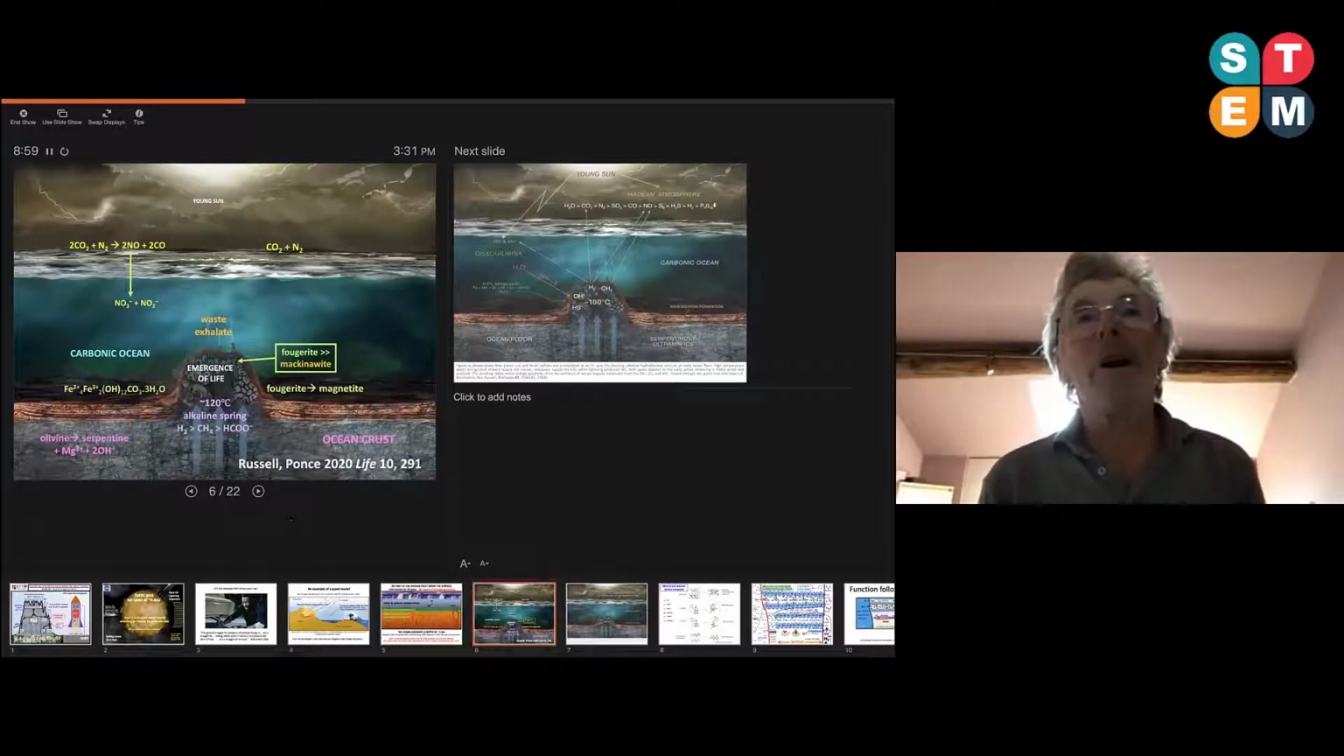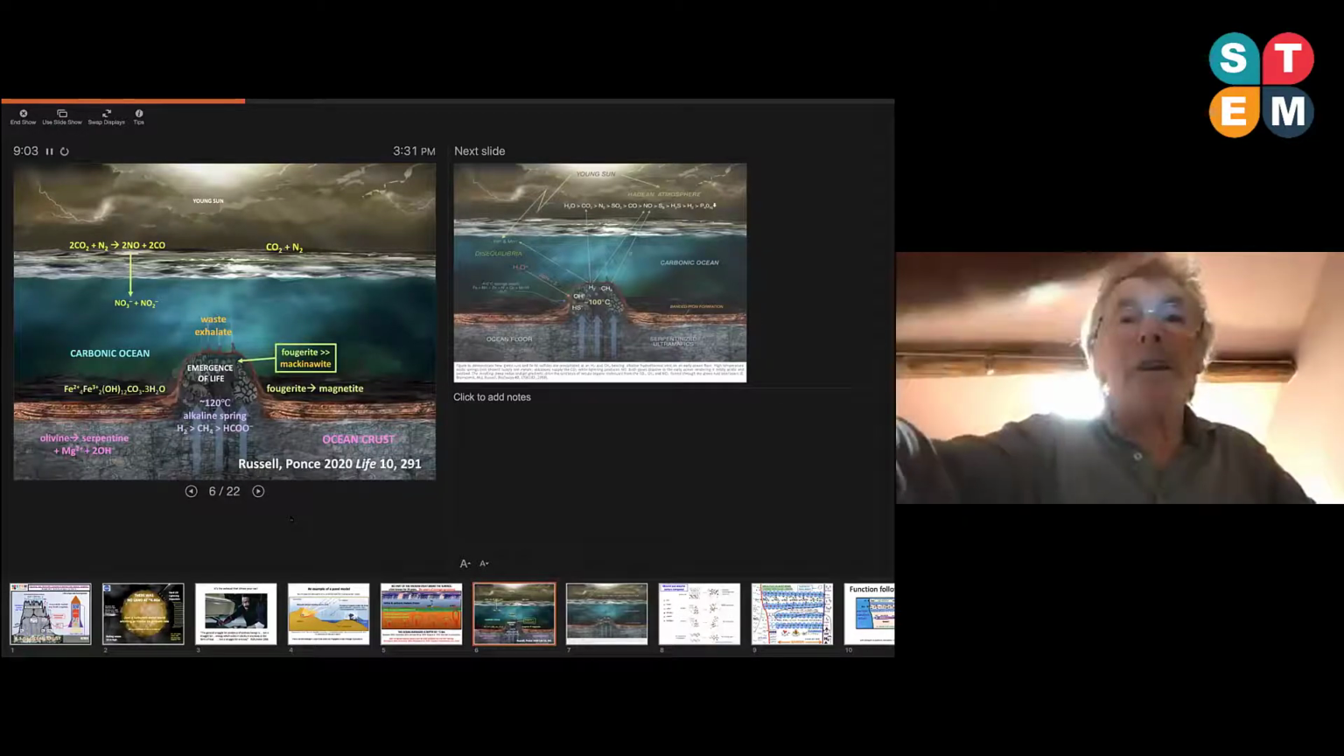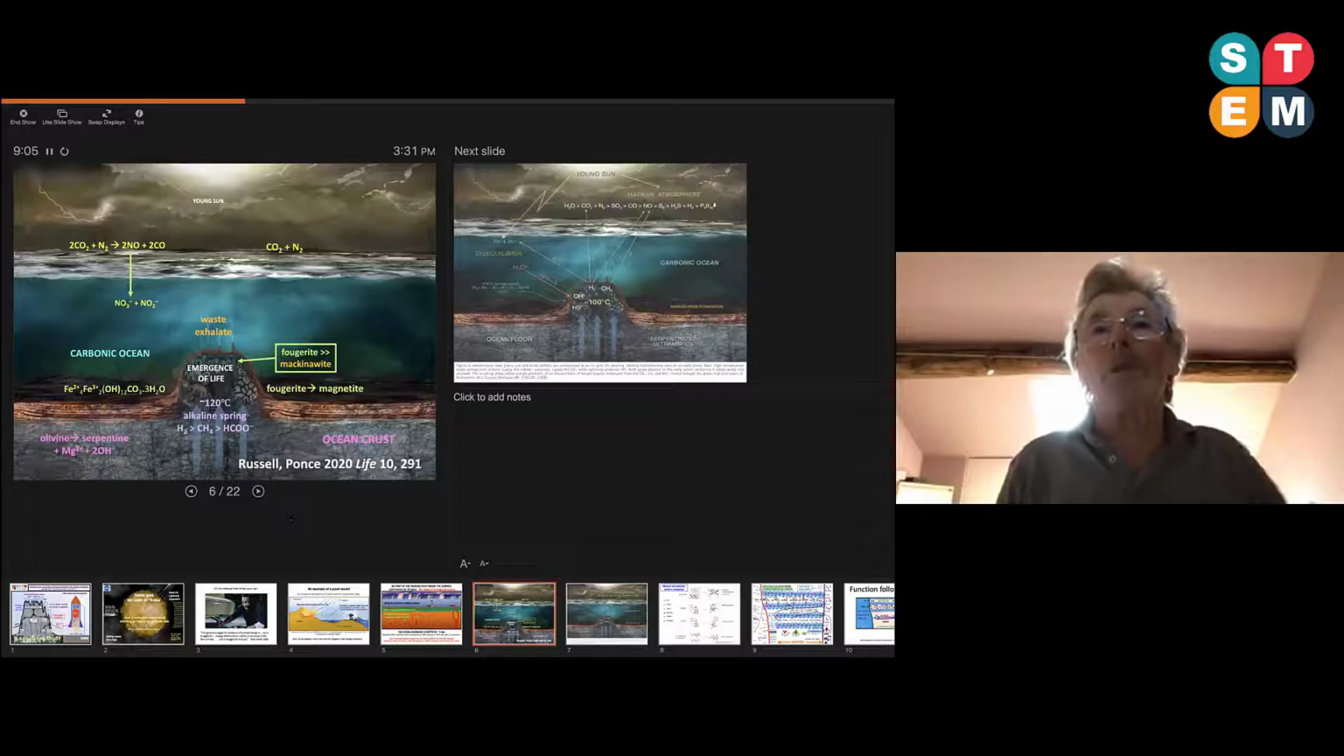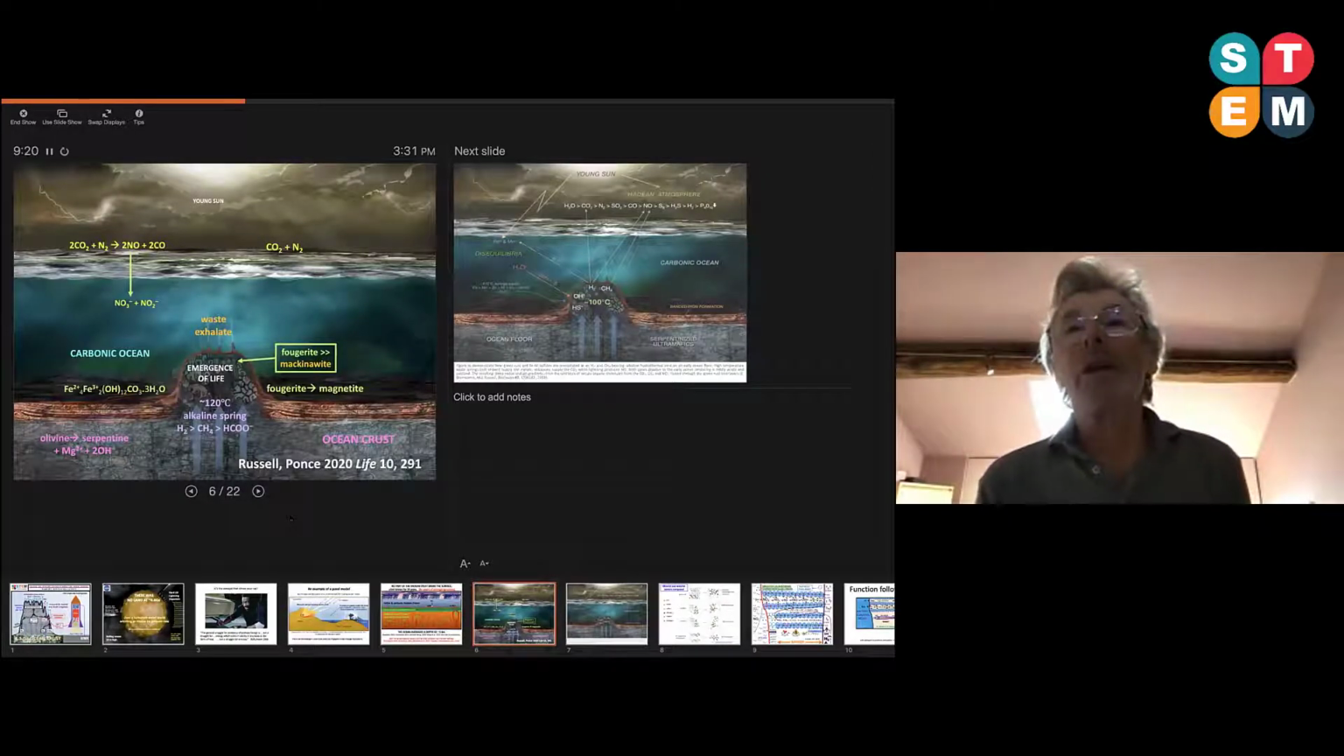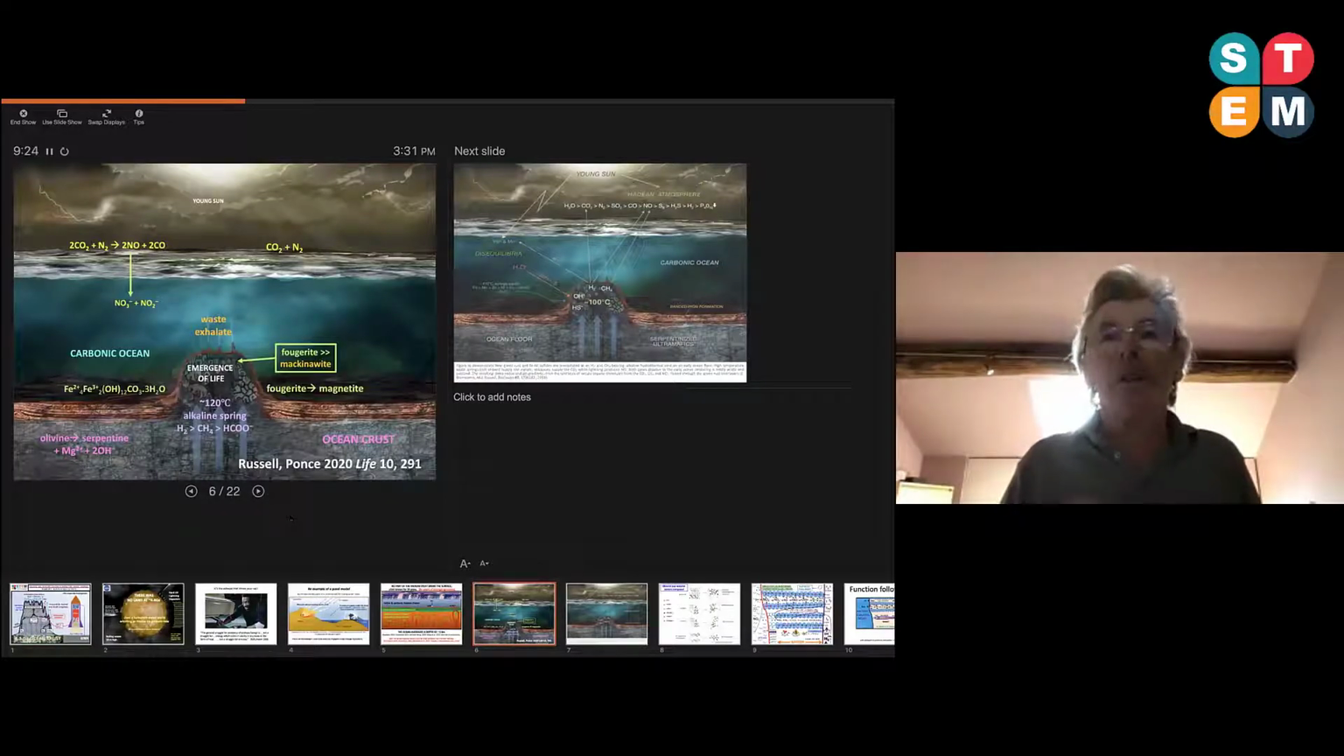And what happened was, as the alkaline water comes up towards the ocean, you get a precipitation of minerals, mostly iron minerals, with some nickel and molybdenum and so forth. They're called fougerite, which are iron oxyhydroxides, and also a little bit of mackinawite, which is iron sulfide. So you've got the two together, and I'm going to go to the next slide to give a bit more detail.